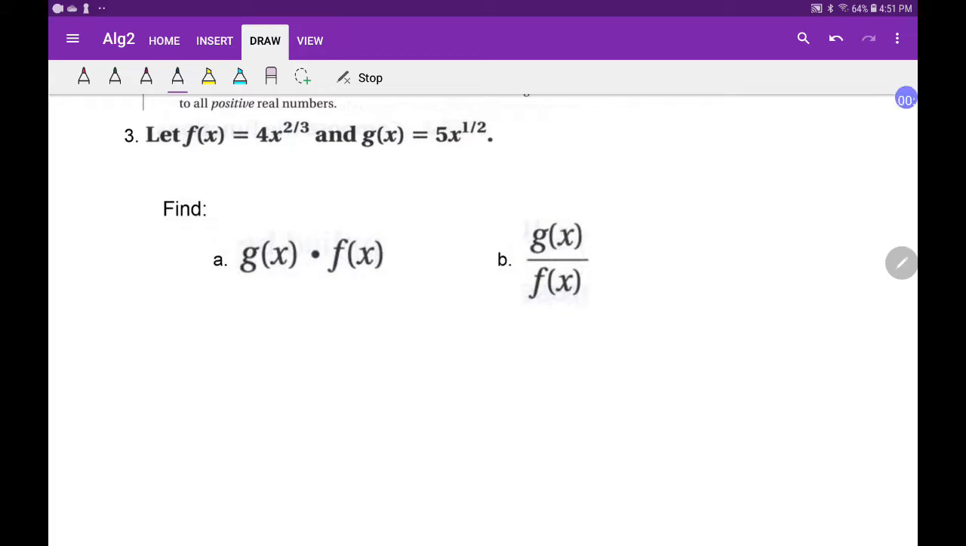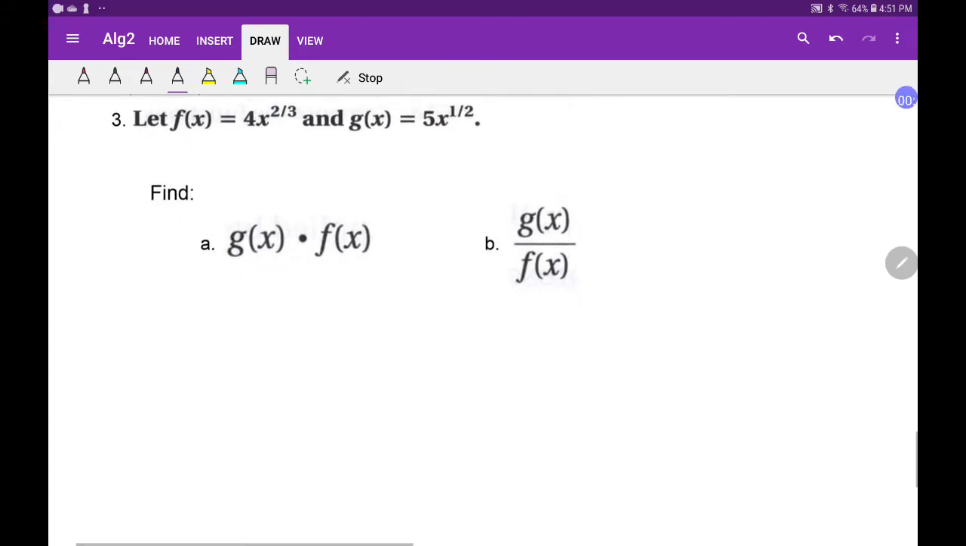Okay, so you can look at the examples here. I'm just going to go ahead and show you how this works. g of x, the function. This is a function, g. It is not g times x. It's the function g of x.